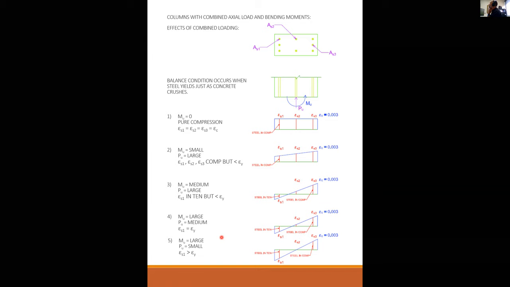Okay, so we have names for this stuff. These over here are called compression controlled because the steel on the tension side, the steel that would have the most tensile stress in it, hasn't yielded yet. So if the tension steel hasn't yielded, it's in the compression controlled region. All three of these examples are compression controlled.